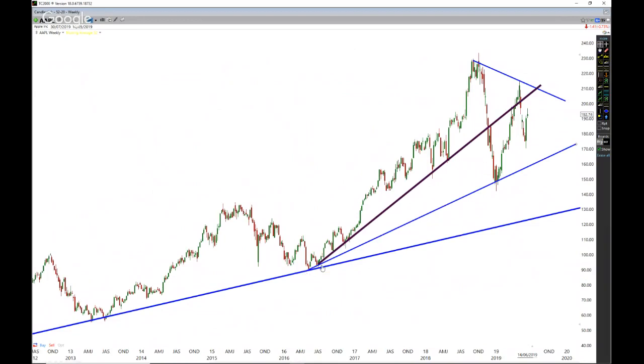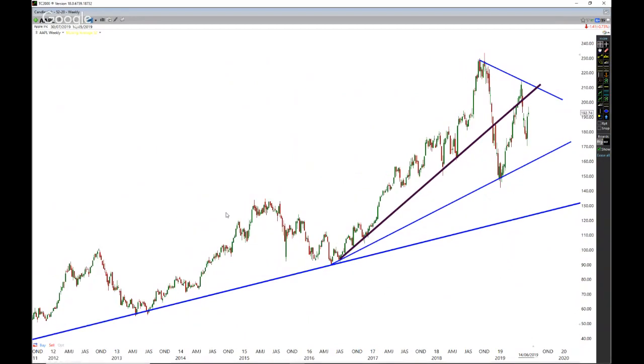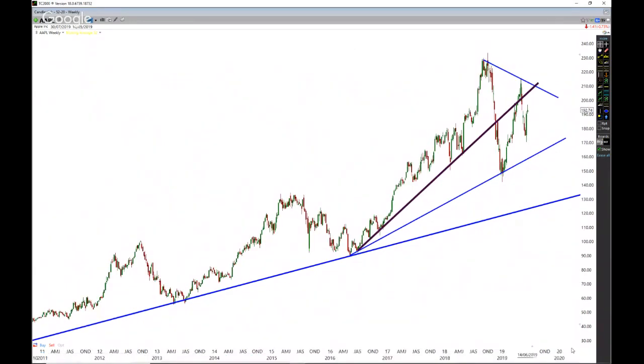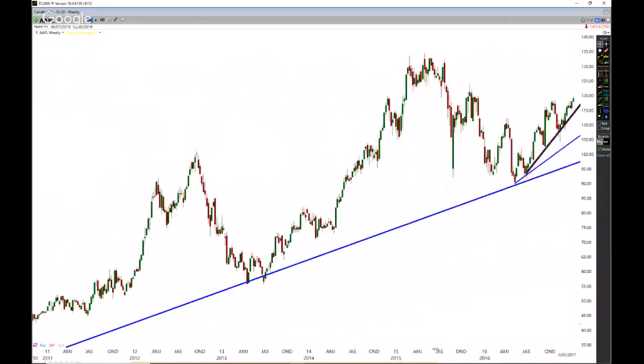Came down, found support, found a little higher low, and we started to pick back up. So, just fascinating stuff, right? See how through here. If I go back, let's go through to here. I'm trying to get that. Look at this thing through here.